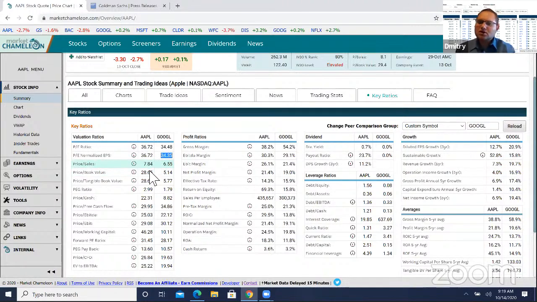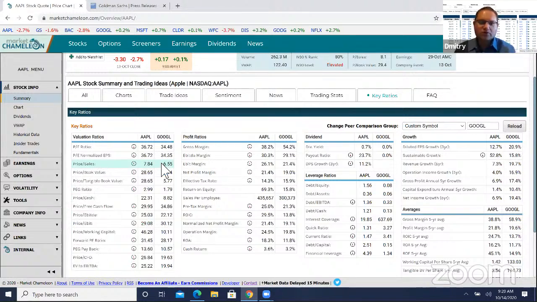Price versus sales. So that's basically, we're comparing how much price we're paying over the total sales. So earnings, of course, that's revenue minus your expenses. That's your earnings. That's PE. What about sales? Sometimes we compare sales because sometimes companies don't earn money, right? They're just using it to grow. Like Amazon might have a really big PE. So we'll compare how much price they're paying over their revenue. So price versus sales, we see that right now Apple a little bit higher, 7.84 versus Google 6.55.